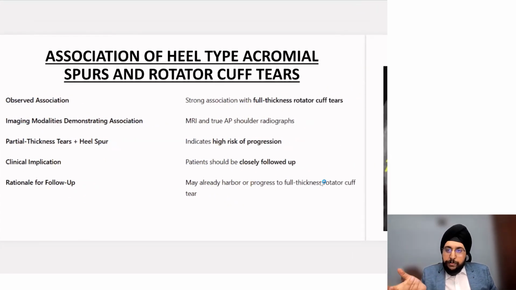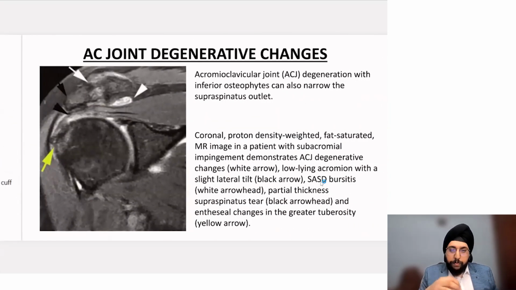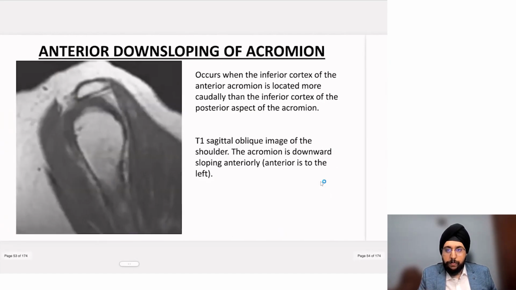So they have a very strong association. The hook types actually have the highest risk of association with full thickness rotator cuff tears. Okay, and these patients should be closely followed up. Then obviously we can have AC joint degenerative changes. You will have medial type of spurs, and that can also contribute to the primary narrowing of the supraspinatus outlet.